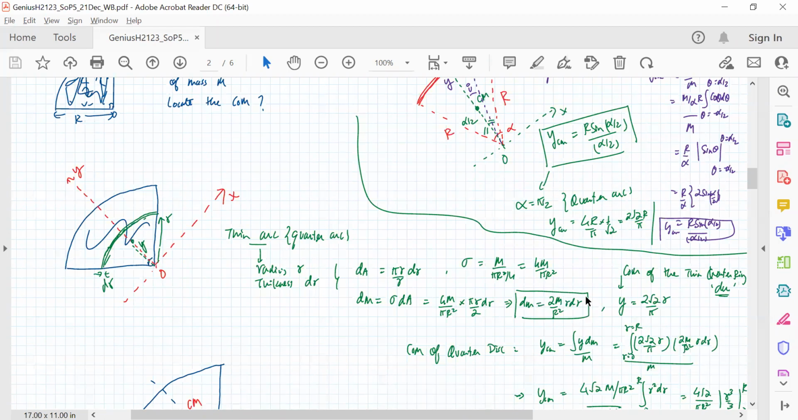and dm we will replace with this quantity, sigma dA, which was this much. And once again, we are going from r equal to 0, like the dot shaped very small quarter ring over here, right up to the one at the outer circumference, which is capital R. So limits are 0 to capital R. Now you have to just complete this integration.